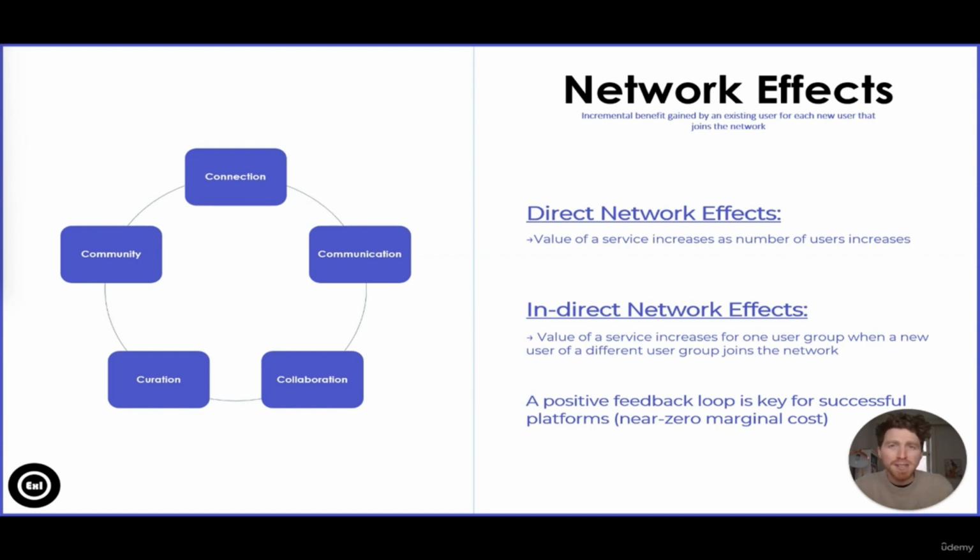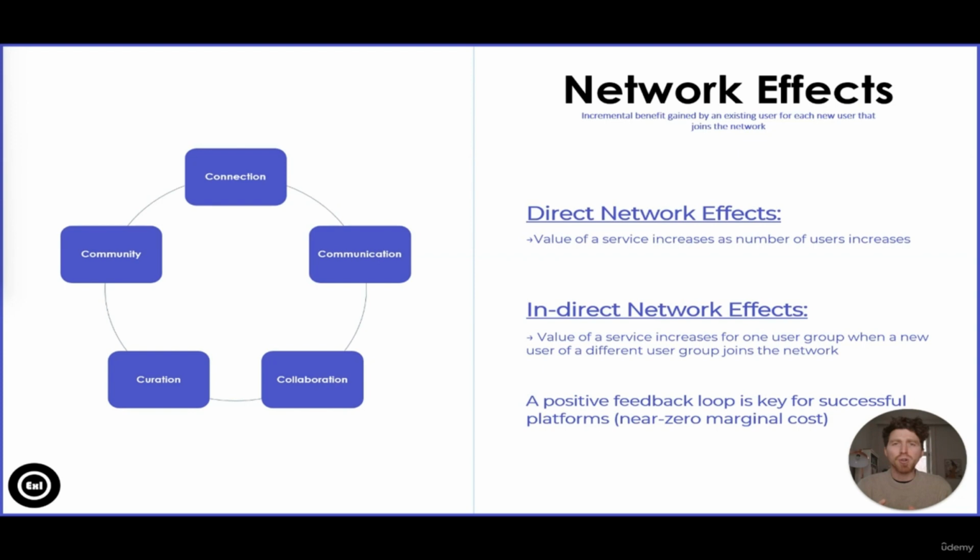Today's platform businesses are mainly built on indirect network effects. What is an indirect network effect? It means that the value of a service is increasing for one user group when a new user of another user group is joining the network. Let's look at Uber, the ride-sharing app, as an example.